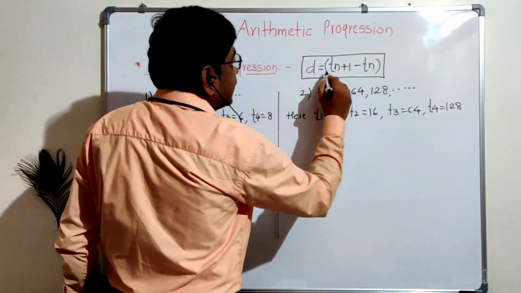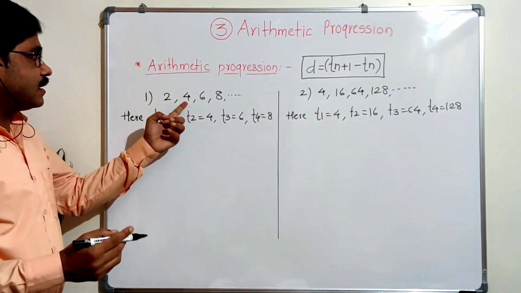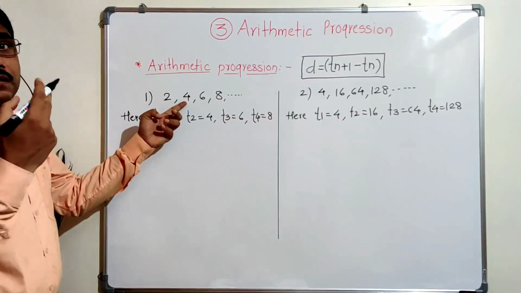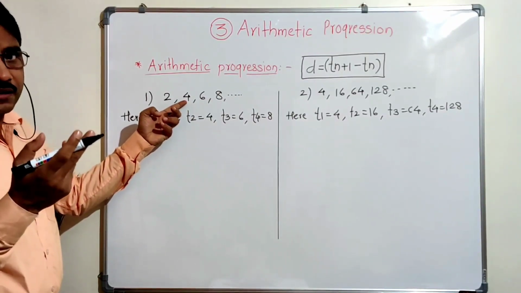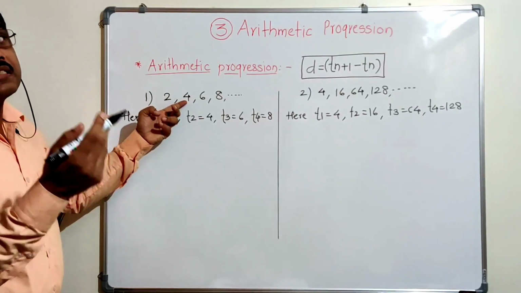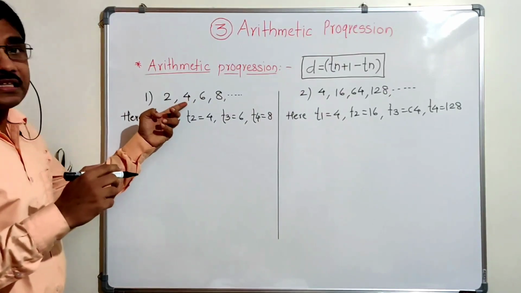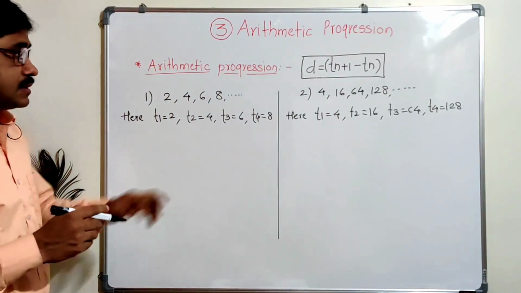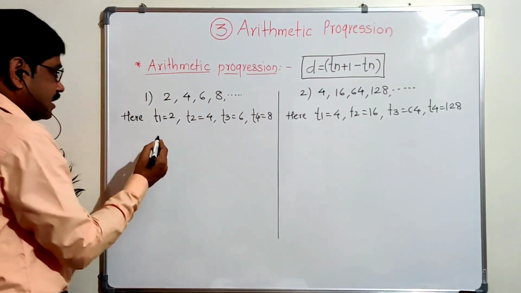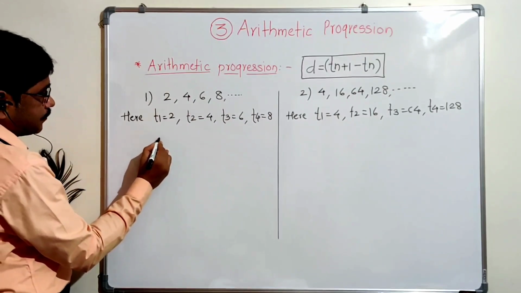Next term, Tn plus 1. For example, here we are on the second term, T2. So for T2, the next term is T3. Tn plus 1 means T3 minus T2, and we get the common difference. Then T4 minus T3, like this. So here we find the common difference. So here it is D.